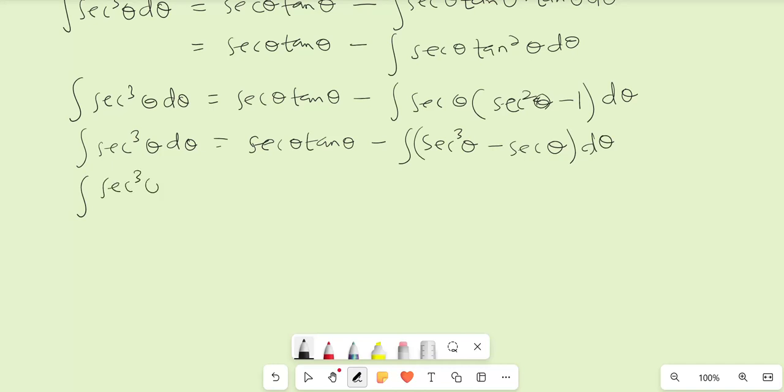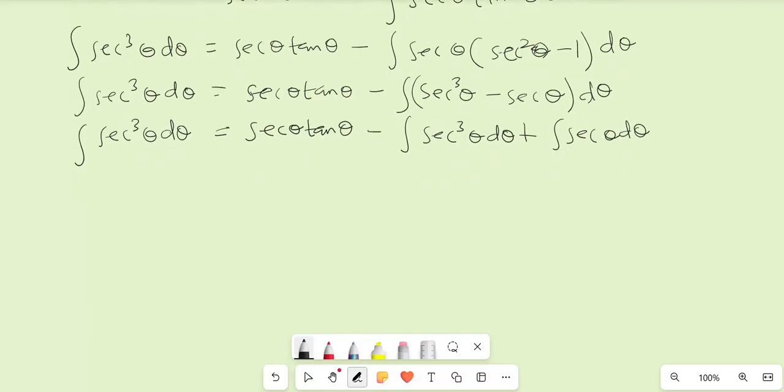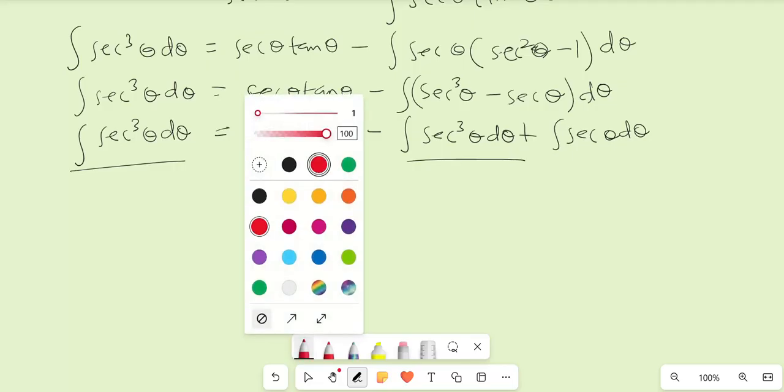The integral of secant to the third power of theta d theta is equal to secant theta tangent theta minus the integral of secant to the third power of theta d theta plus the integral of secant theta d theta. So there's a pattern here. There's secant to the third power of theta here and here, so we can just add that on both sides.